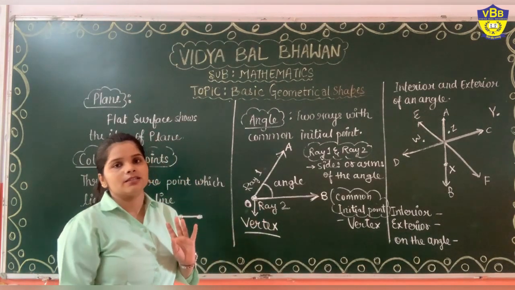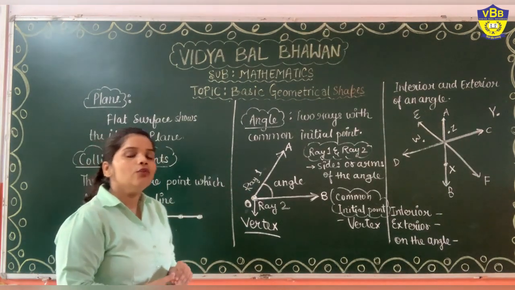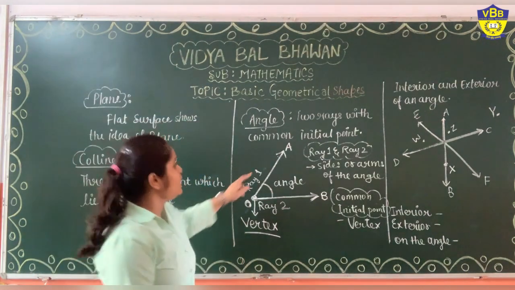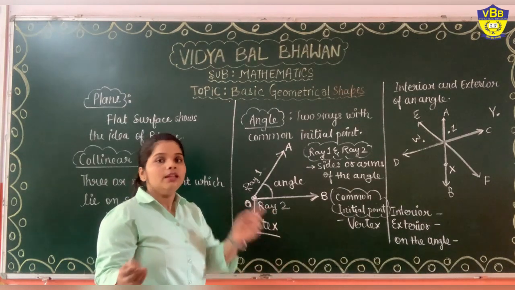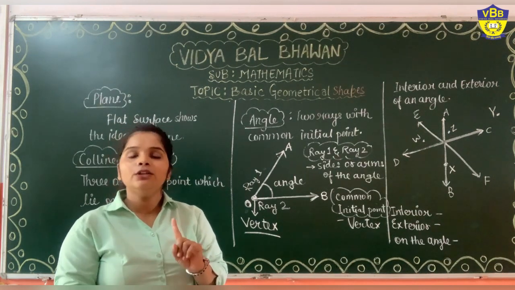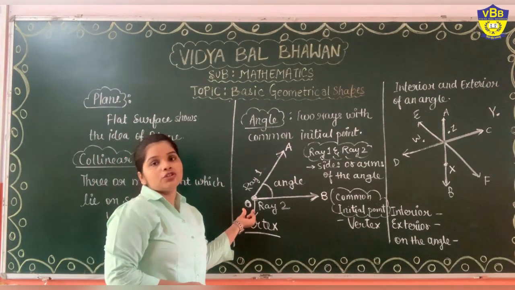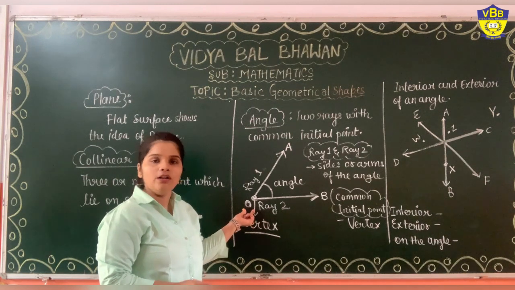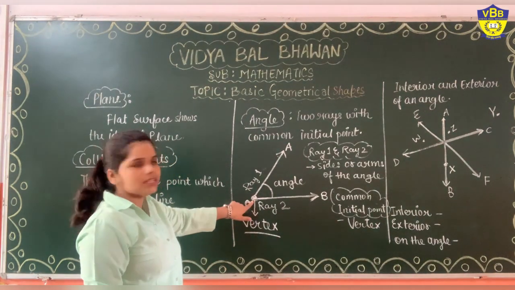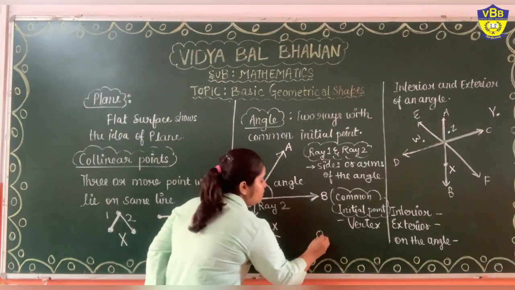So this is the vertex. Now if I want to write the name of this angle, how will I write it? That is important. You cannot arrange the alphabets in any order. One important thing to keep in mind while writing the name of the angle is that the vertex should always be written in the middle. Like if I want to write the name of this angle, what is the vertex? O. So O will be written in the middle only.